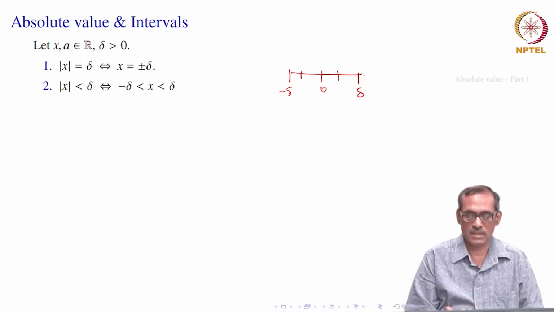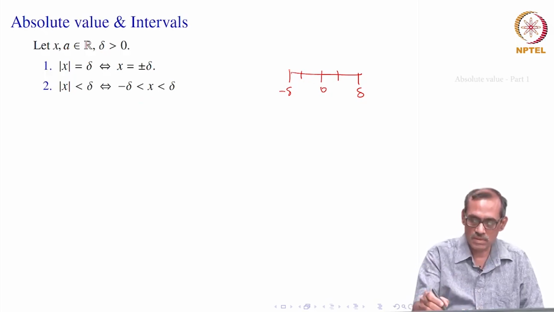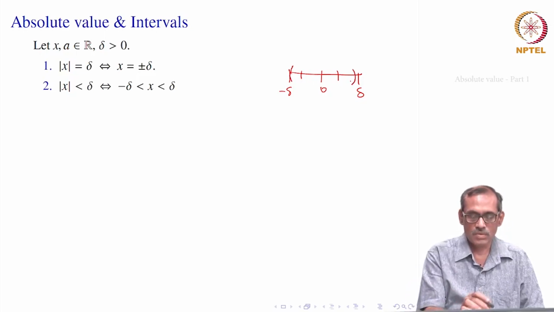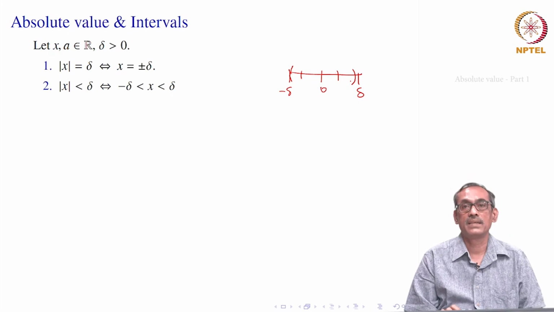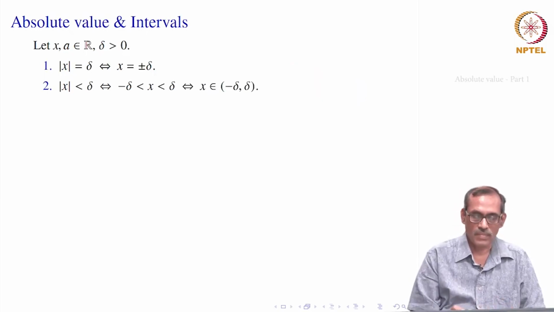That is what the other side is telling: mod x is less than delta if and only if minus delta is less than x is less than delta. That means x belongs to the delta neighborhood of 0. This is really the delta neighborhood of 0. So, it says that mod x less than delta is equivalent to telling in another way that x is an element of the delta neighborhood of 0.